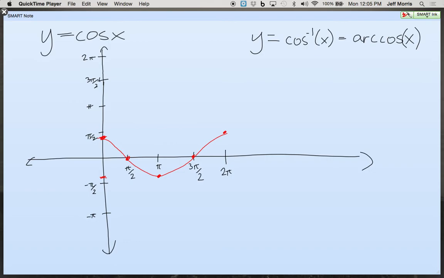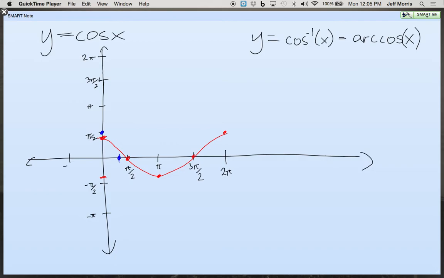Now let's flip it. So what does 0, 1 become? 1, 0. And I'm going to do it in blue. This one I'm going to do really good, okay? 1, 0 about right there. Okay, what about the next one? Pi over 2, 0 becomes 0, pi over 2, so roughly right here. Okay, what about the next one? Pi, negative 1.